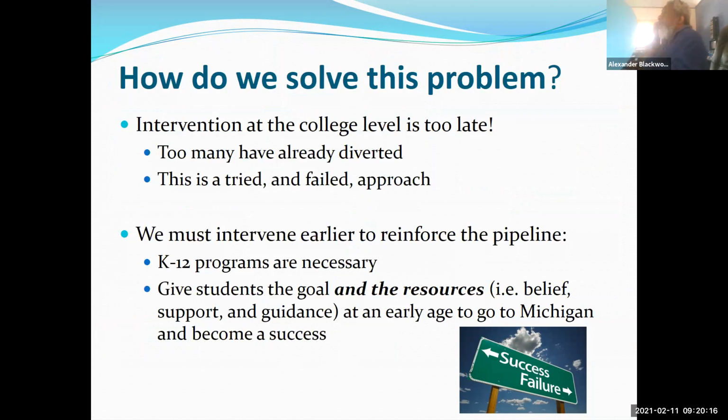To intervene at the college level is too late, because by the time you hit college, you're down to the 10% level. So you have to approach students and get them when they're young, in the K-12. And this requires early intervention and reinforcing the pipeline.